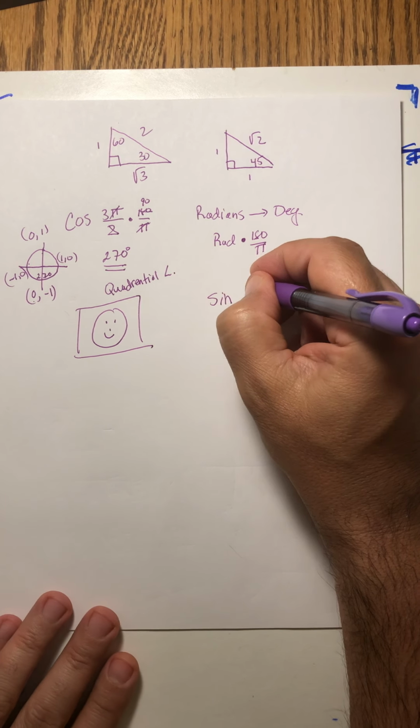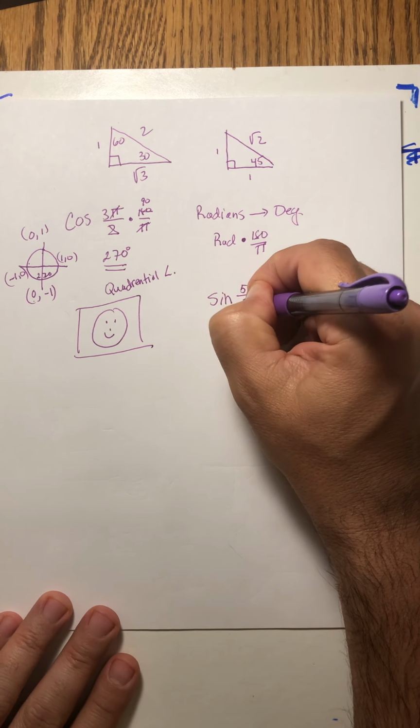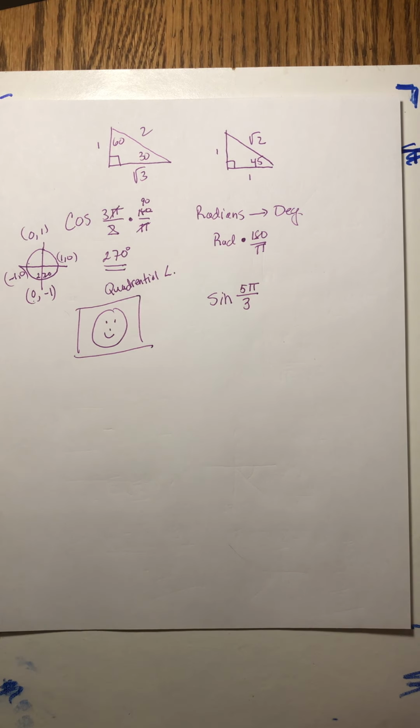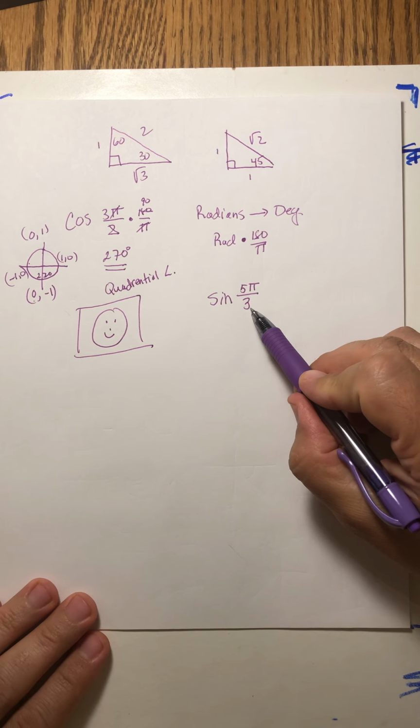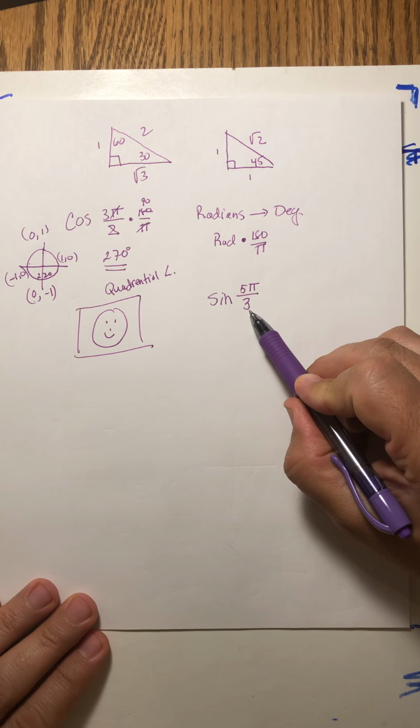Sine of 5 pi over 3. All right, here's another one. Now, I'm going to give you a hint right now. Anytime that you have a denominator of 3, it is going to be one of your 60 degrees. It's going to be a 60. The problem is what quadrant, okay?